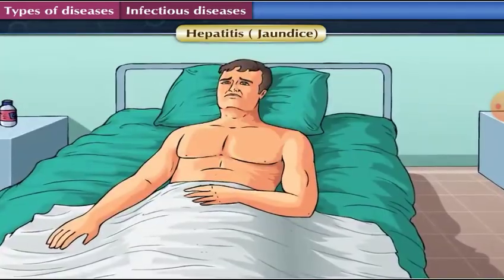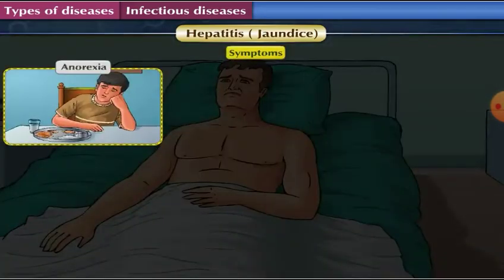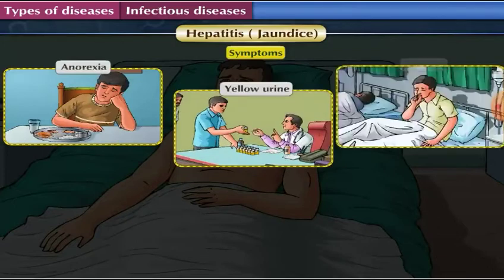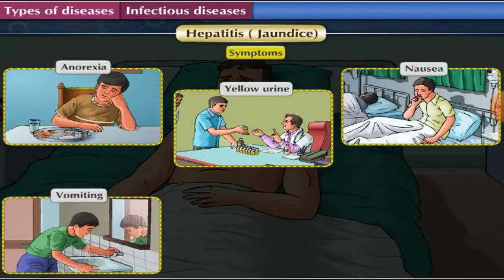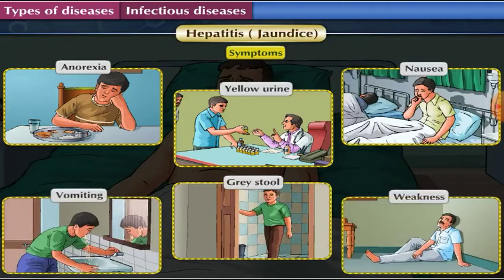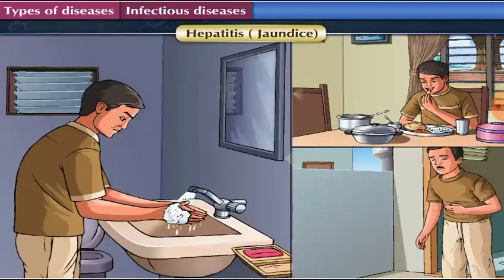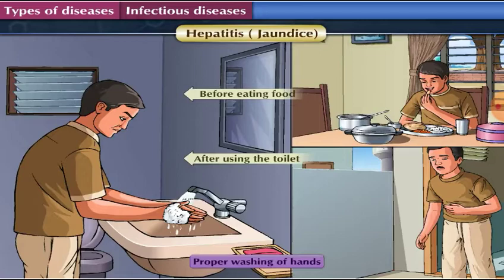The general symptoms of this disease are anorexia, that is, loss of appetite, yellow urine, nausea, vomiting, gray-colored stool, and general weakness. Simple measures like drinking boiled water and proper washing of hands help to prevent this infectious disease.